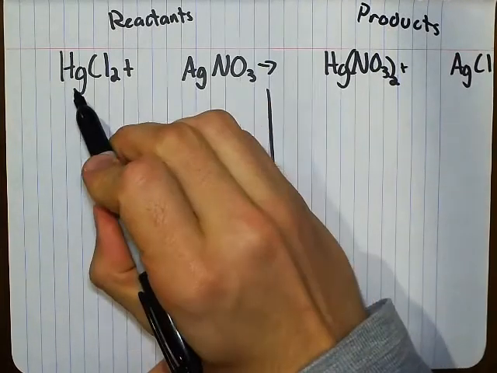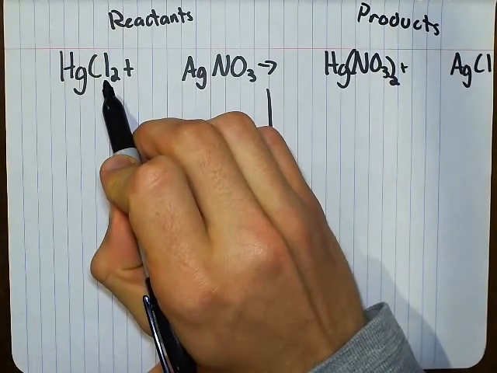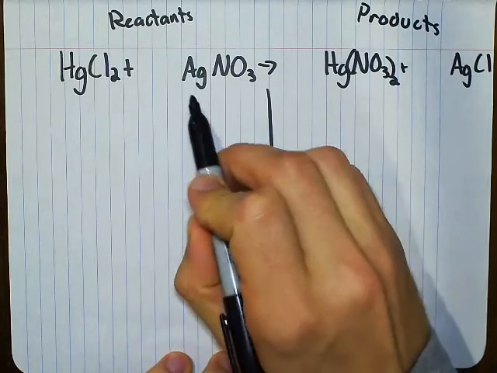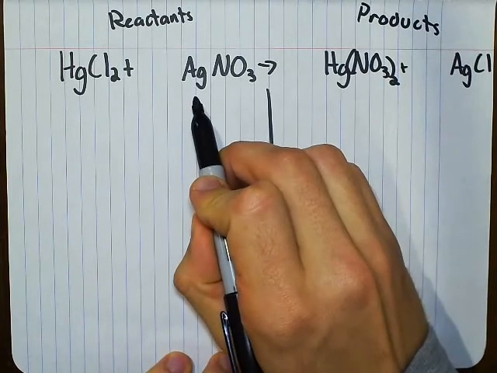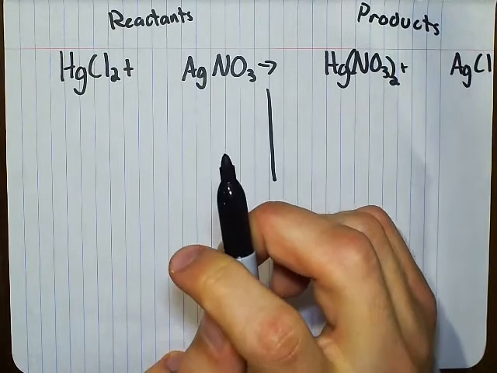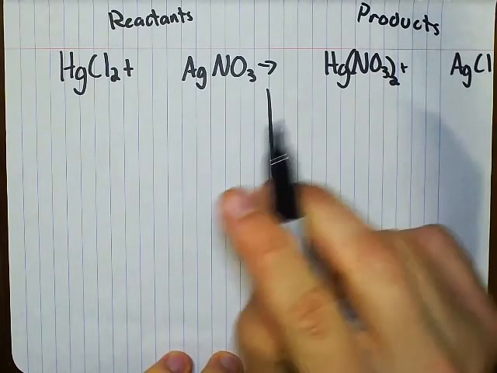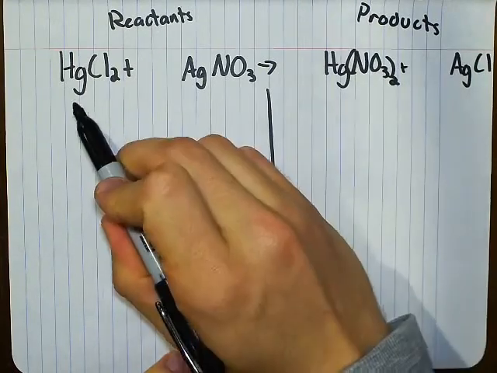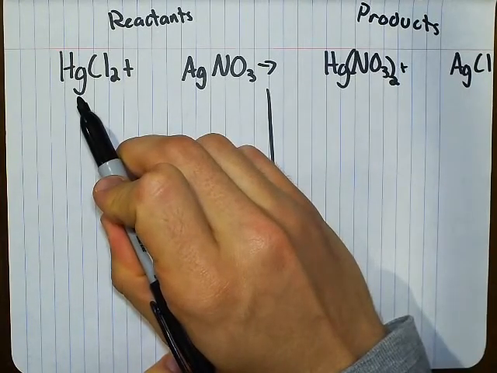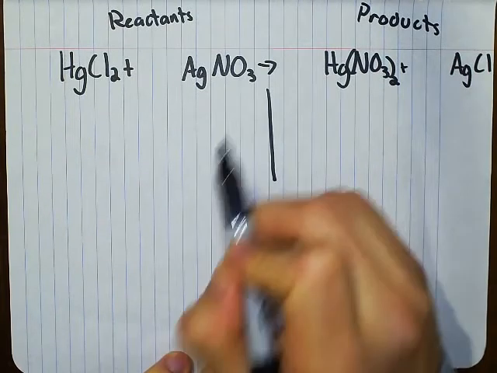So, I've got Hg, that is mercury. I've got Cl, that is chlorine. I've got Ag, that is silver. Then I've got NO3. So, how we work with polyatomic ions when we're balancing chemical equations, treat it as a single atom. So just like we have a mercury atom, we have a chlorine atom, we've got a silver atom.